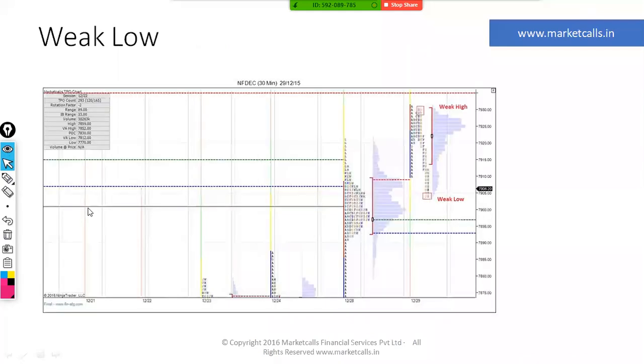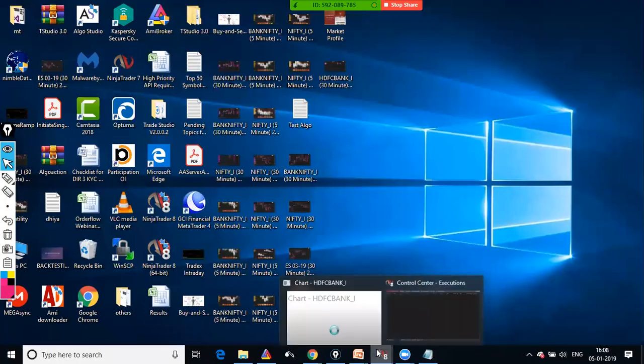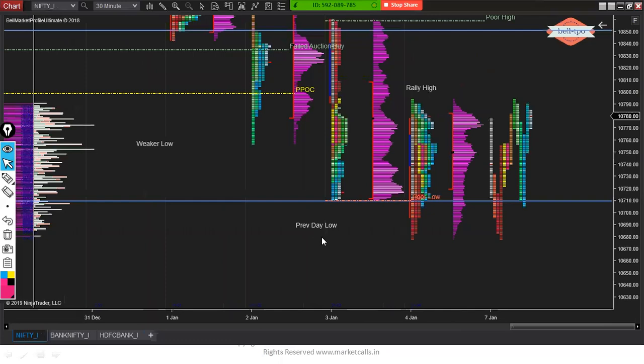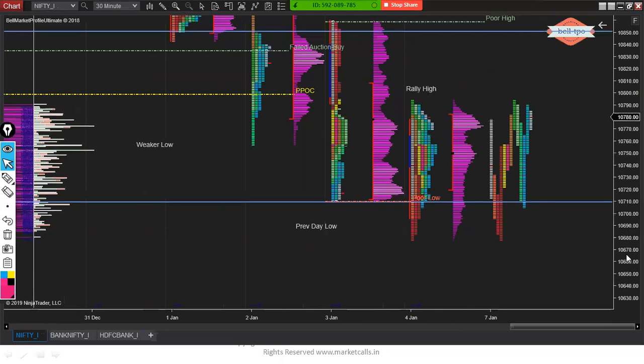Next comes a weaker low. You might find these kinds of weaker lows in many places, the BC or GH over there. So like one of the examples which I showed, the weaker lows when it comes to Nifty futures.